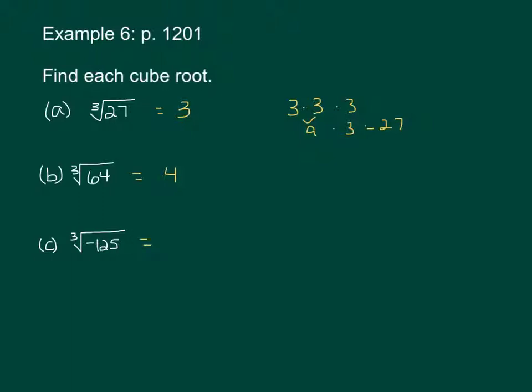And the cube root of negative 125 is negative 5, because negative 5 times negative 5 is positive 25, and 25 times negative 5 is negative 125. So you can't have a negative under a square root or any other even index, but under a cubed root you can, because a negative times a negative times a negative is a negative.